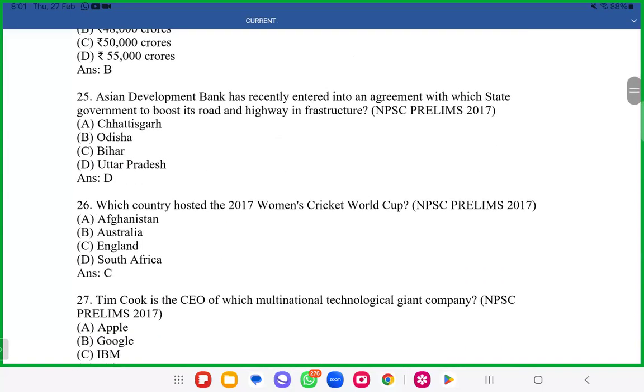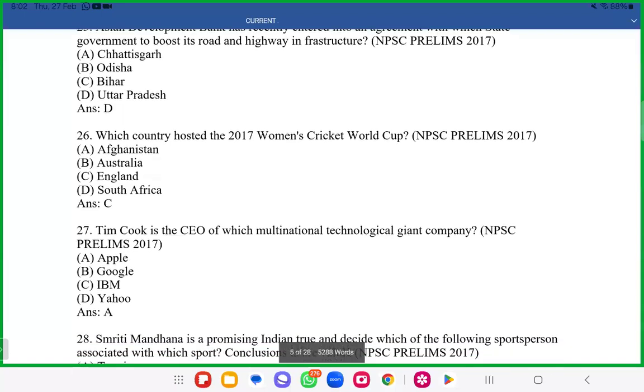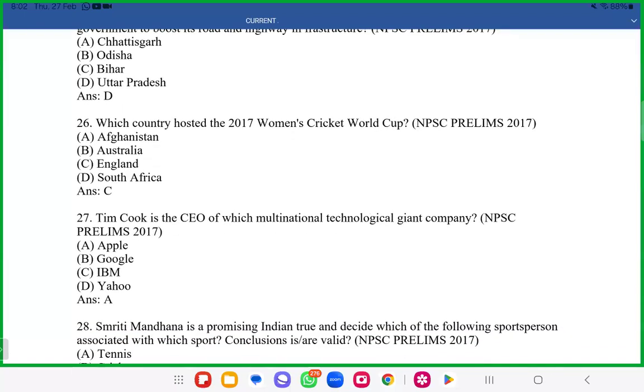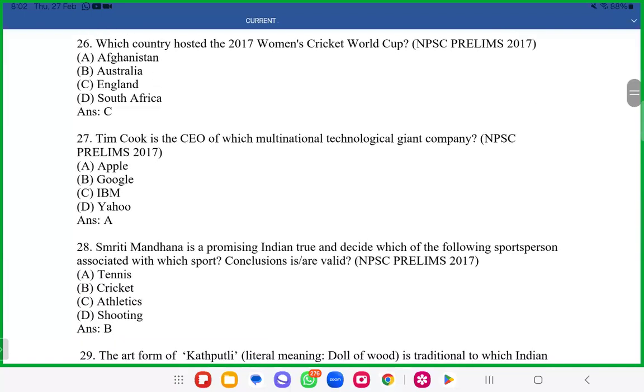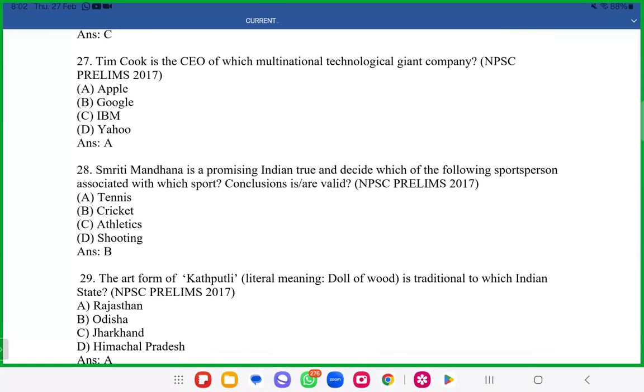So the Asian Development Bank has recently entered into an agreement with which state? This will come under state affairs. Then, which country hosted the 2017 Women's World Cricket Cup? This will come under international news. Then, Tim Cook is the CEO of which of the following technological giant companies? This will come under persons in news.